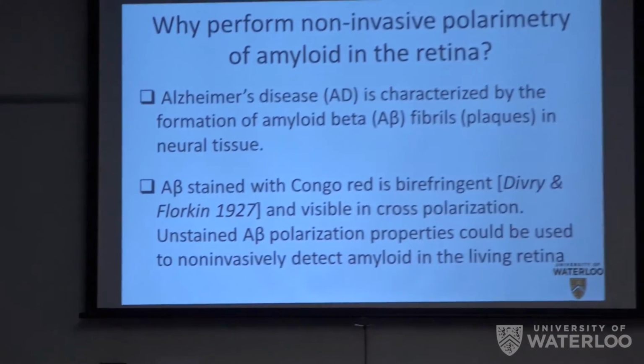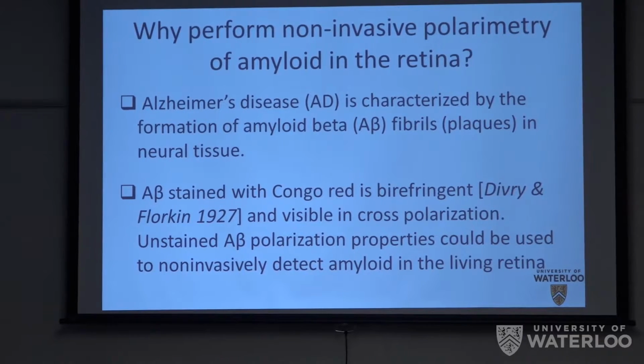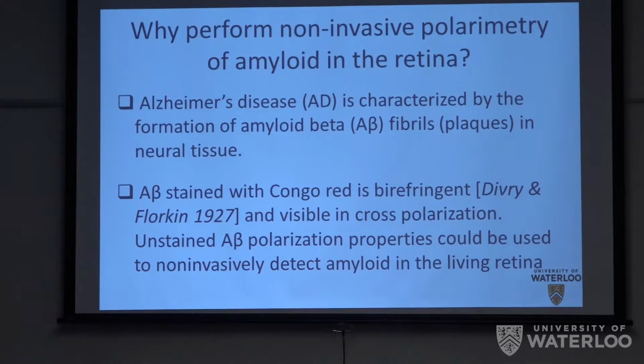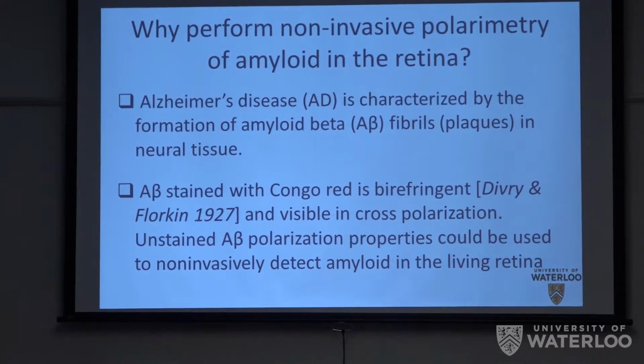So why polarimetry, and why did we think it would work? Because amyloid beta is known to be a fibrillar protein in the plaques in the brain, and also because for many years, starting in the 1920s, it was stained with Congo red. And when it had been stained with Congo red, the stain deposit was birefringent. And between crossed polarizers, it gave an apple green color. And so that for many years back in the 30s and 40s and 50s was the classic way that pathologists actually figured out if there were plaques in the brain.